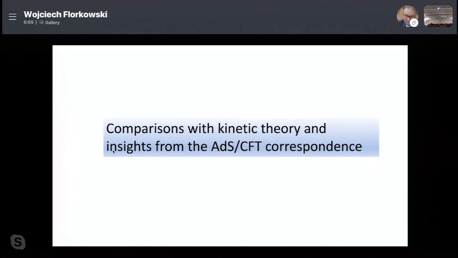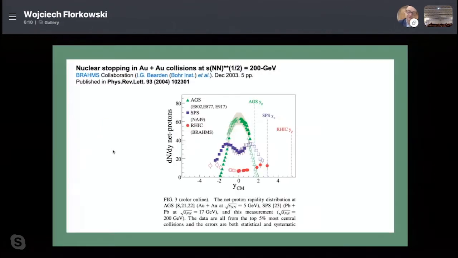So this is maybe the first plot with the data, just to give you some message. This plot shows the distribution of the net proton number in heavy ion collisions for different energies. This picture was done by the BRAHMS collaboration already 16 years ago. But the data didn't change. And I think it's a very beautiful plot and shows something unexpected, in fact.